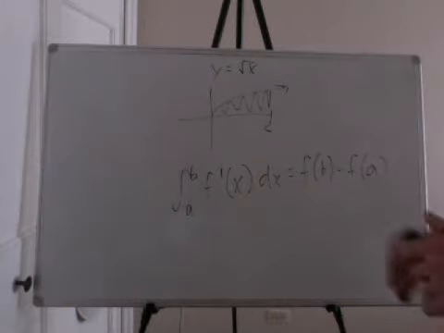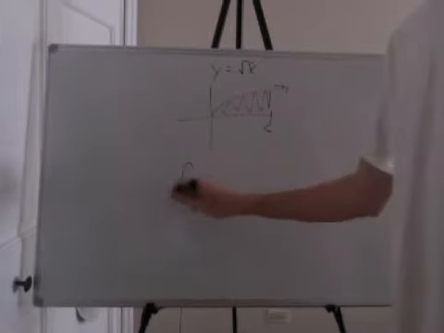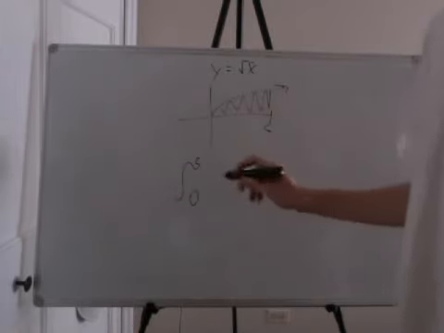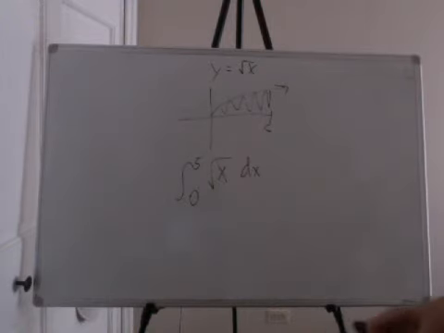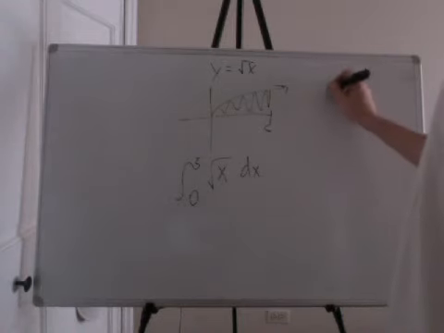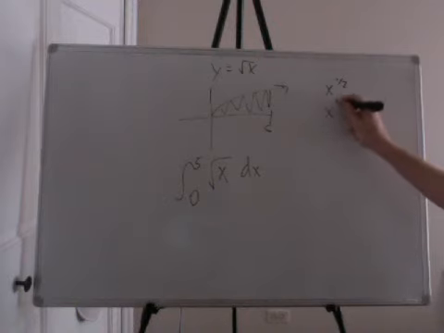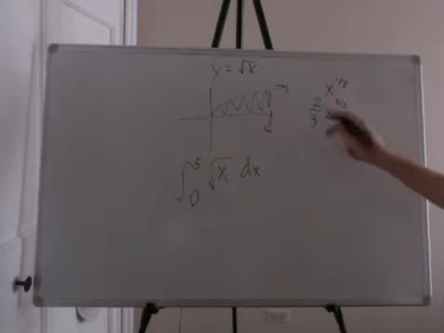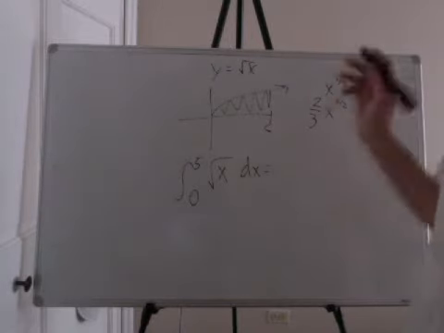So, in this case, let me erase this, just pause this if you want to write this down, but basically, in this case, we want to go from 0 to 5, square root of x dx is what we're looking for. So the first thing we have to do is find what the antiderivative of square root of x is. So square root of x is the same thing as x to the 1/2, so we want to bump that up 1, so it'll be 3/2, and then we put a 2/3 in the front. That's what it is.